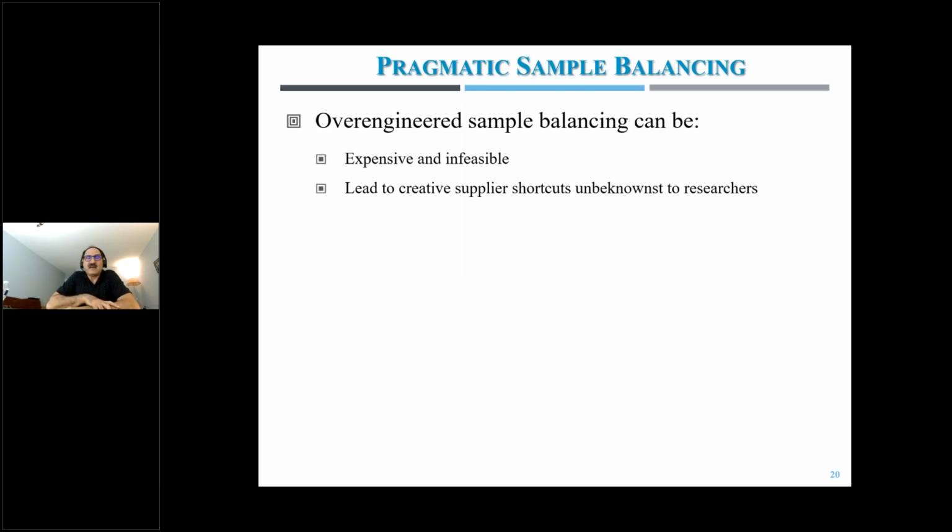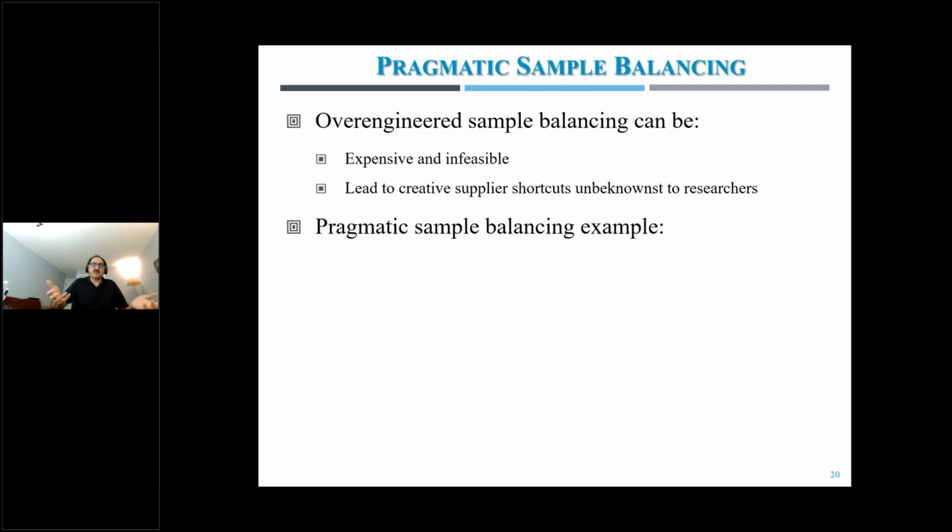So what do we mean by pragmatic sampling when it comes to selecting samples from online panels? Novice researchers often get carried away and they over-engineer their quota system when they select samples from online panels, not recognizing that that practice can be fairly expensive, and it can actually backfire. You can quickly run out of available panelists to sample from. And a more serious problem is that it can lead to some creative shortcuts that panel providers may take without your information. So what do I mean by pragmatic sample balancing?